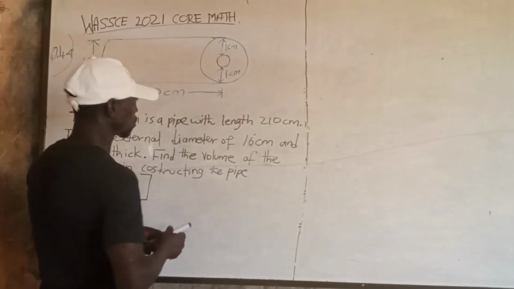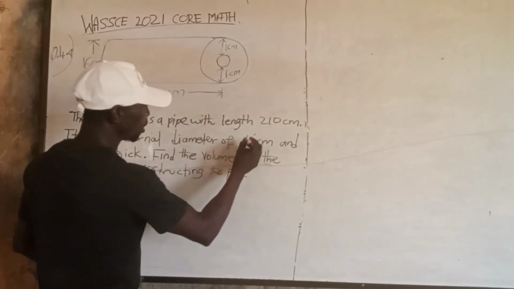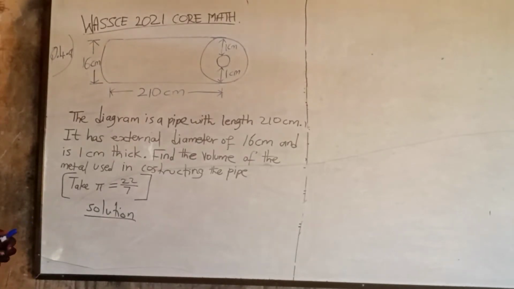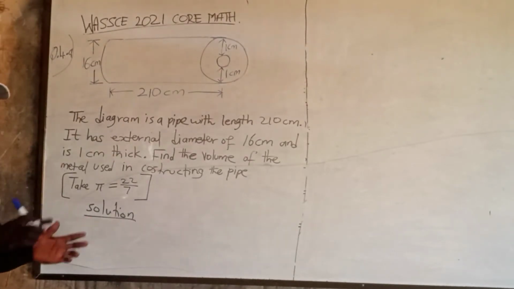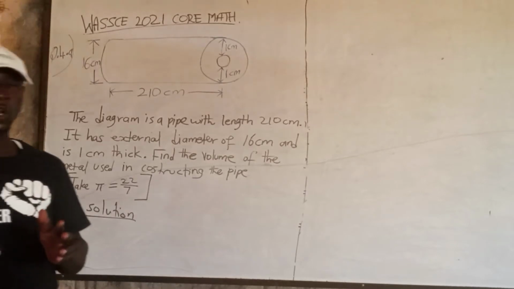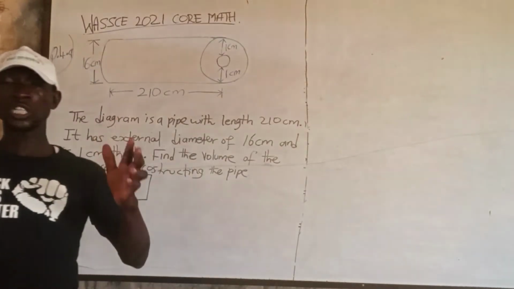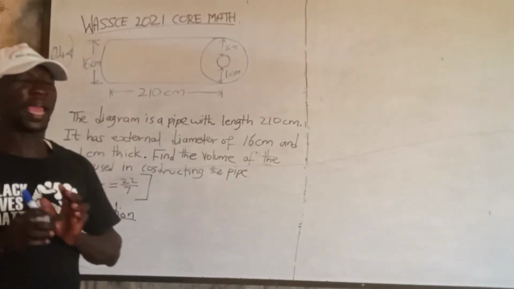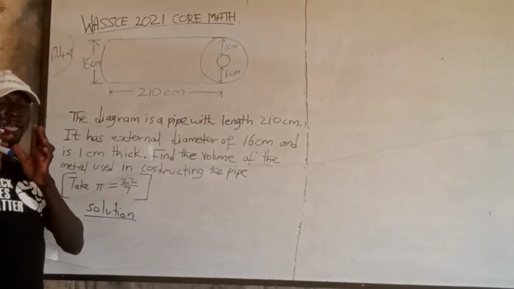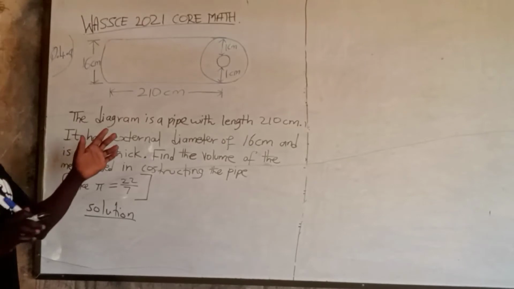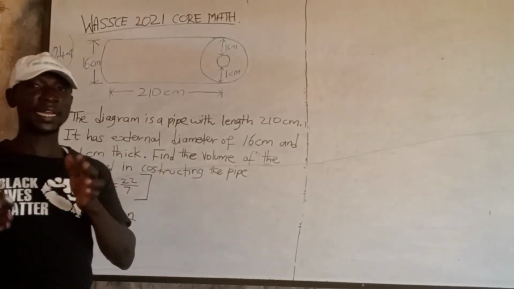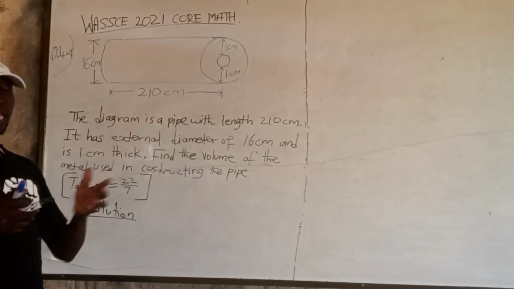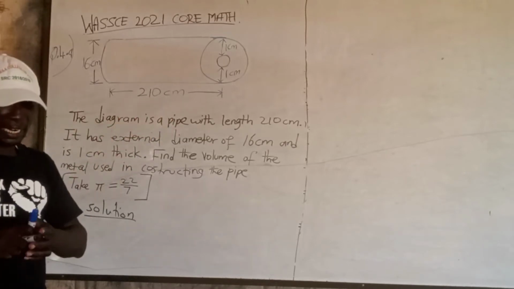So let's go ahead with the solution. Now, what we are going to do is use the formula for finding the volume of a cylinder. But here, we assume there are two cylinders, because it is a pipe. It is a pipe and definitely there is thickness.